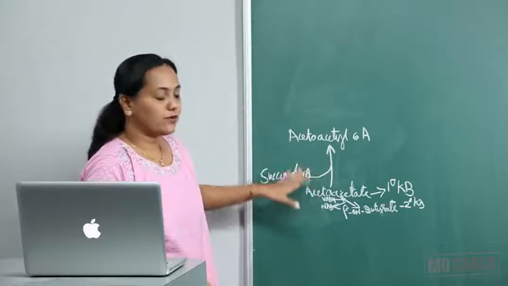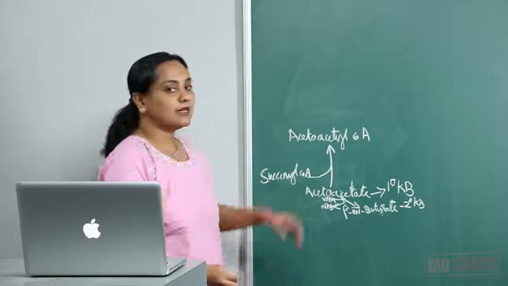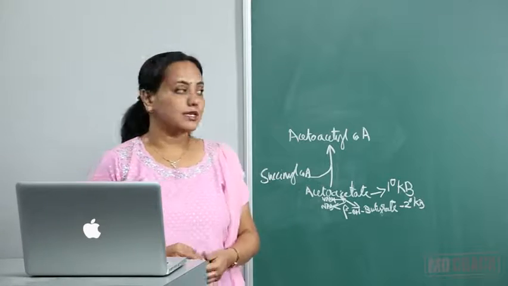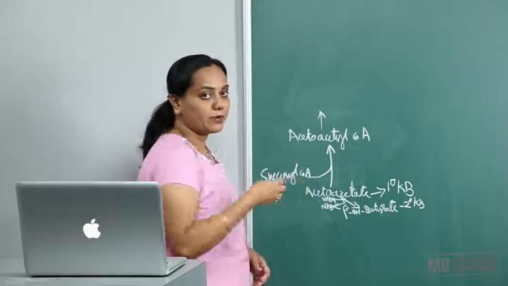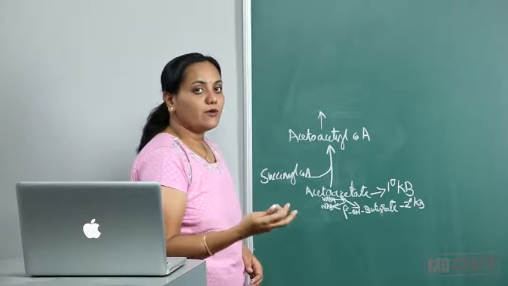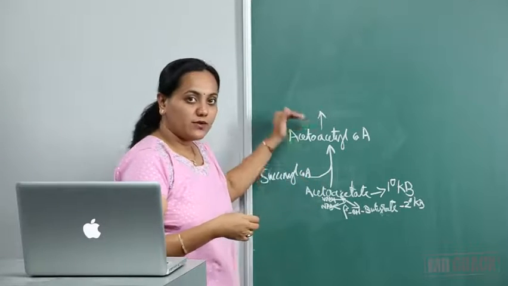Succinyl-CoA combines with acetoacetate to form acetoacetyl-CoA. The enzyme is thiophorase. This acetoacetyl-CoA enters into beta oxidation, which could give out energy if it is required. We are talking of a reverse reaction.